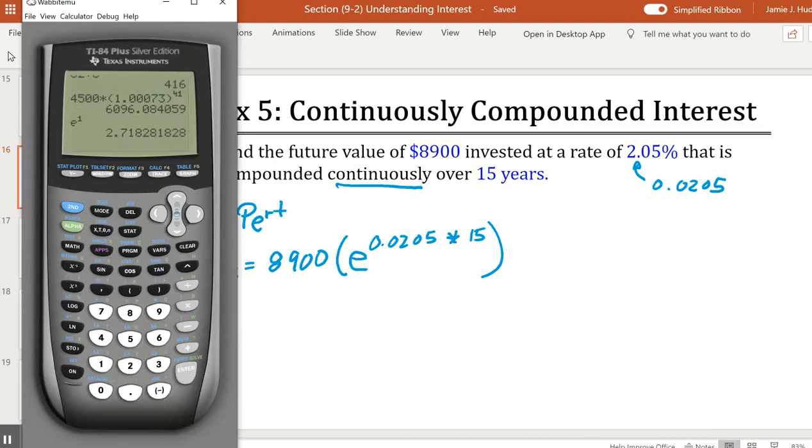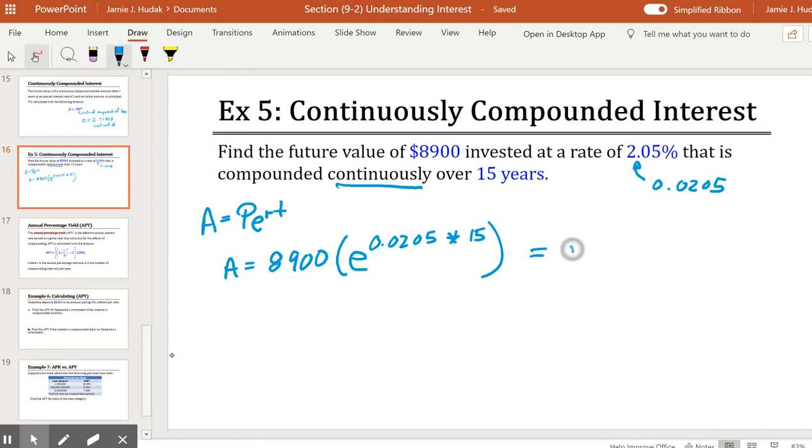And now we can go to our calculator, 8,900 times, and we find the E in our calculator. And now in the exponent, I'm going to type 0.0205 times 15 and hit enter, and it gives us $12,104.19.